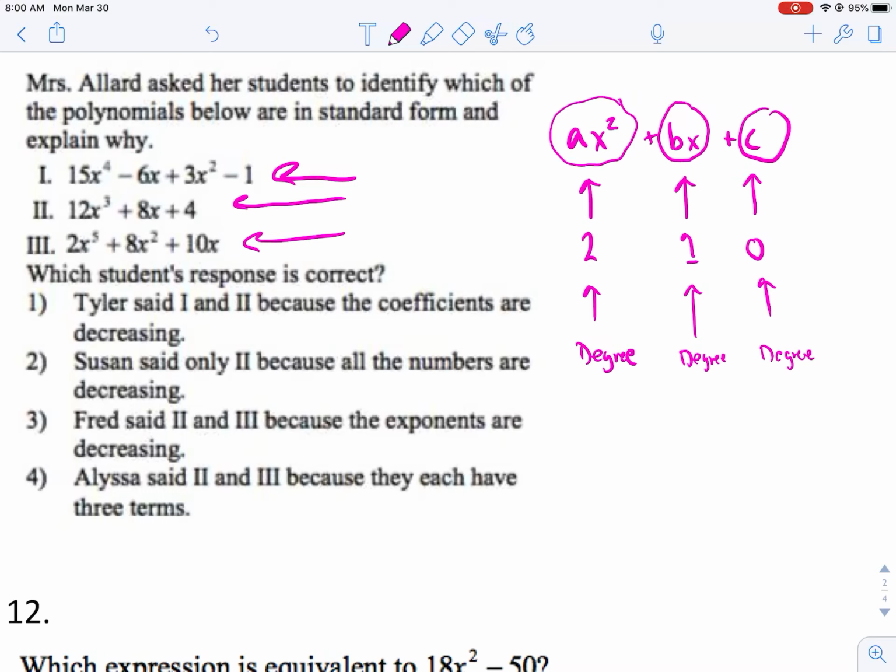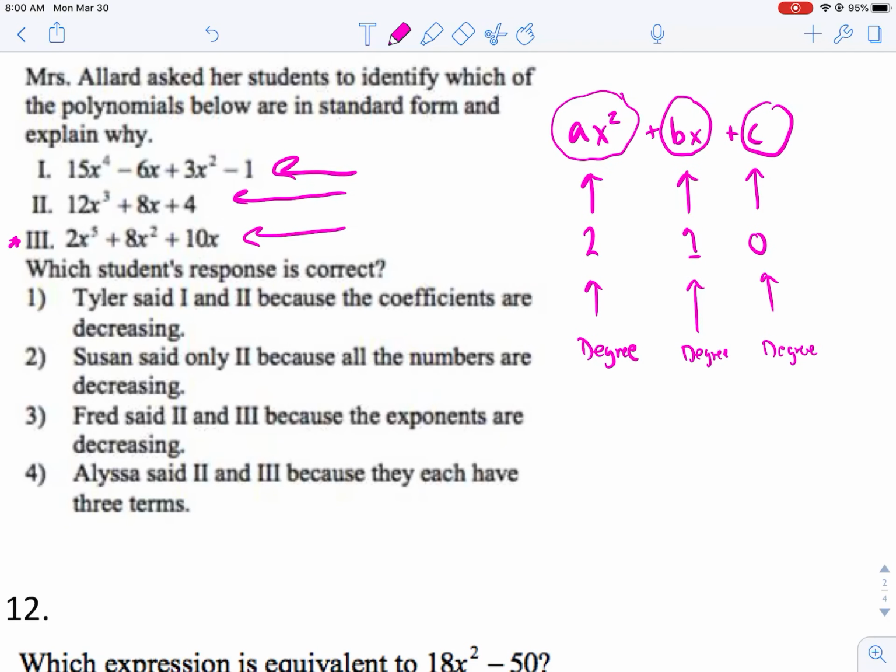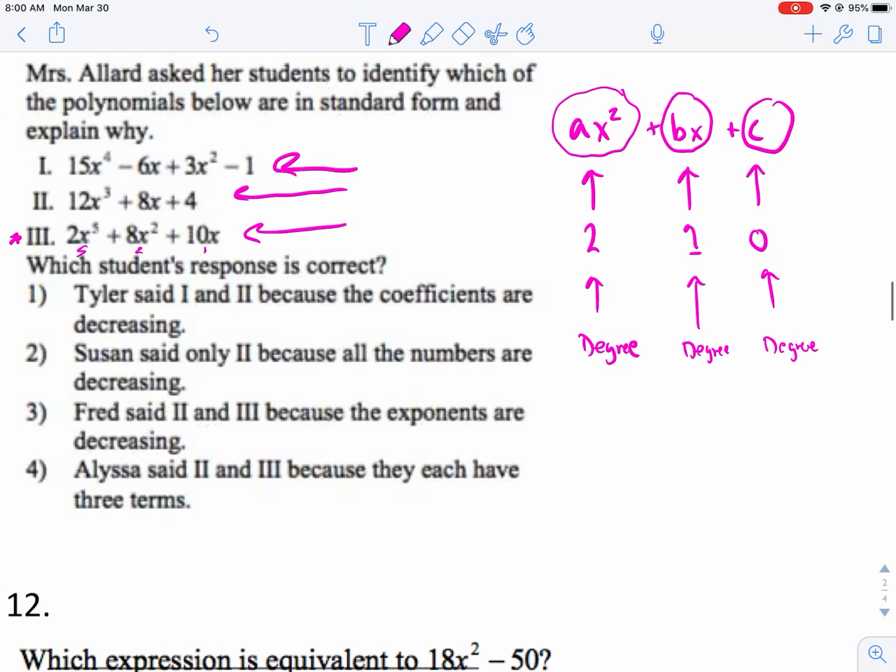So our degree measure goes from largest to smallest, okay? So if you look in this one right here, let's take a look at the third one, okay? It goes 5, 2, and 1. Okay, those are our degree measures. Take a look at number 2. It goes 3, 1, and 0.